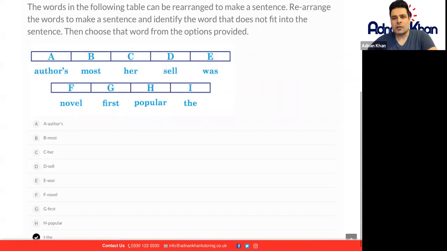So let's go on to the last one in shuffle sentences in this case. Let's try and work out this sentence. So I would say the author's most favorite novel was the first. Sorry, the author's most favorite novel was the first. And this one you can move around a little bit, jumble up the words. It doesn't matter so long as it makes sense. And the word that doesn't fit in this case is sell. Sell doesn't quite go within this sentence. The author's most favorite novel was the first.